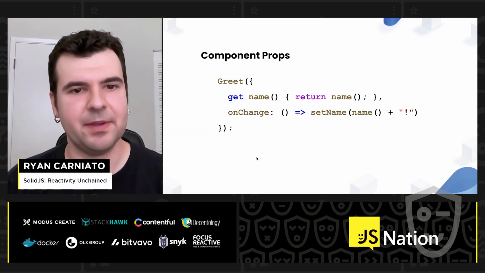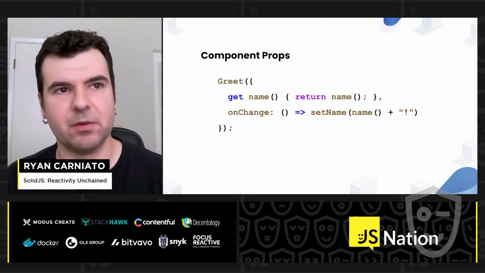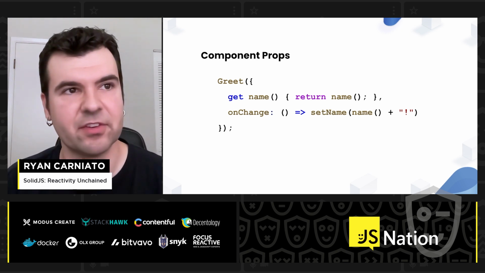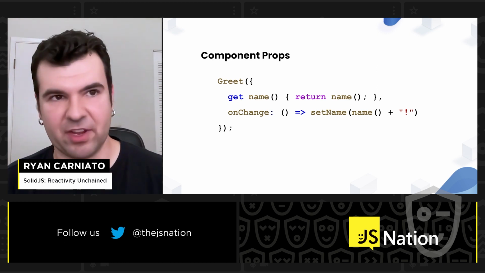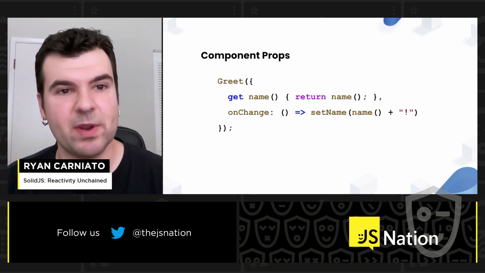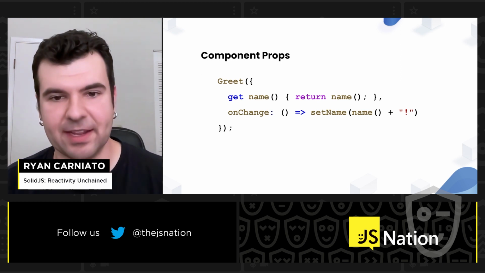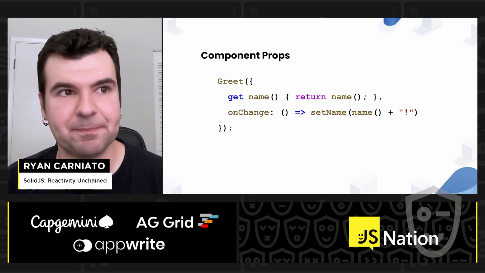Well, it's because of the way we handle component props. In Solid, the only thing we actually transform is the JSX. And for components, when we see an expression that contains JSX or something that could be reactive, like a function call, we wrap it in a getter, like this: get name. And what this does is allow it to be evaluated lazily.